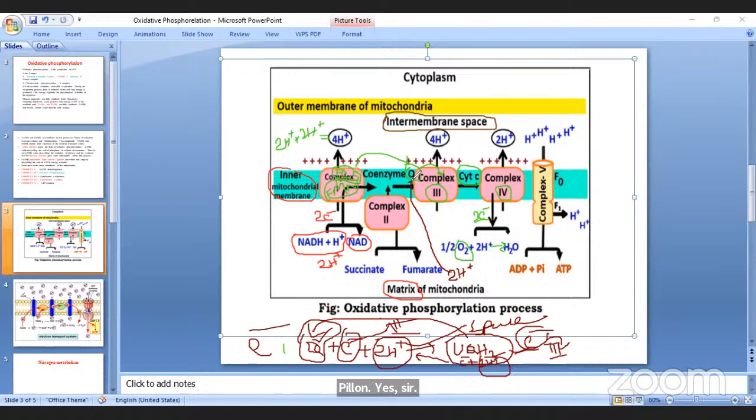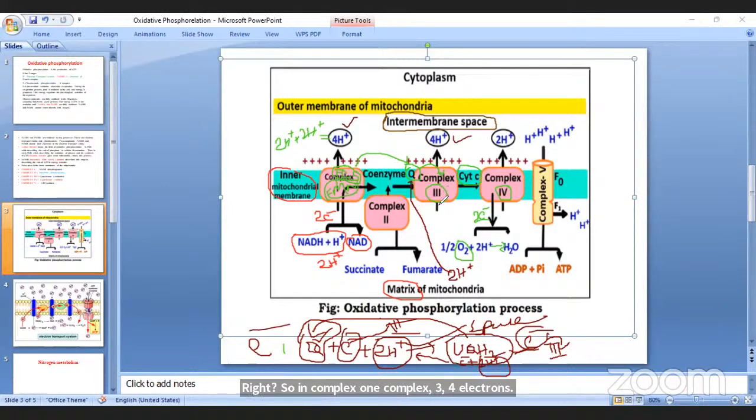Always remember, the pair of electrons is released from NADH2 or FADH2. Now where are the electrons? Now complex 3. When the electrons are transported through complex 3, how many protons are transported into the intermembrane space? 4. Each electron, 2 protons, so total 4. So in complex 1 and complex 3, 4 electrons, 4 protons. Clear?